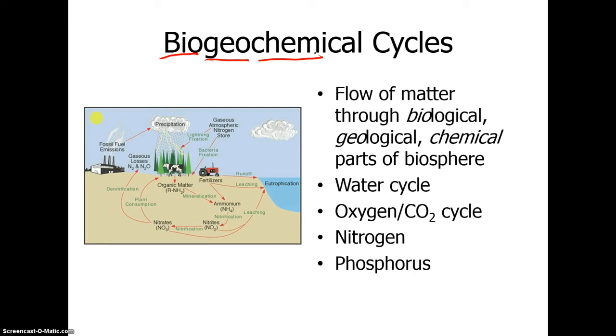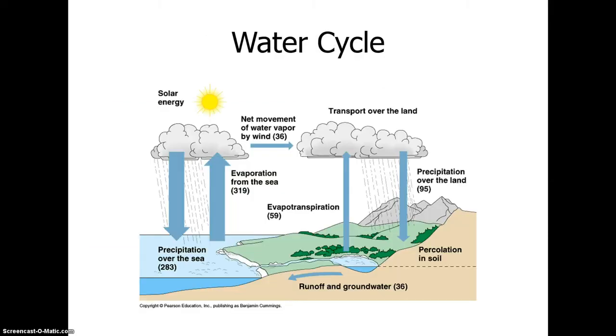in a biosphere. There's 4 that we're going to go over. I'm going to go over them quickly because we just don't have a lot of time to spend on them. If you have questions or don't understand the diagrams or how it works, please come up and ask me so that I can help clarify that for you. Okay, so we're going to go over water cycle, oxygen, carbon dioxide cycle, nitrogen, and phosphorus.